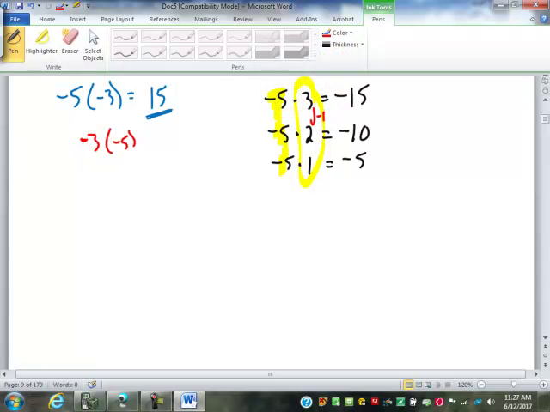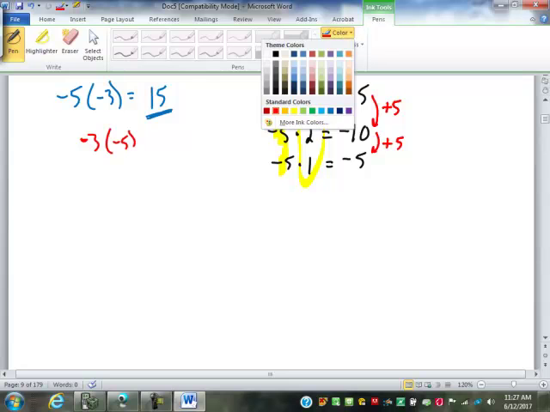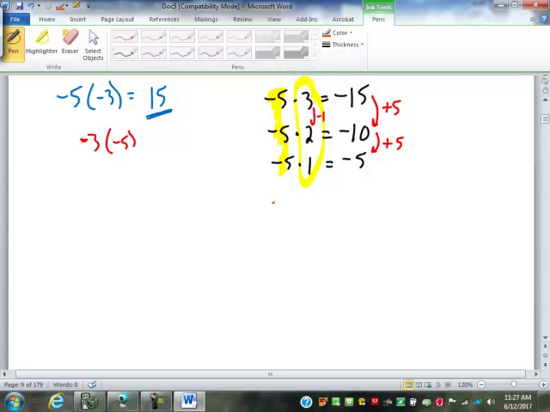We're reducing it by 1. Right? Yeah, we went from 3 to 2 and 2 to 1. What happens to our result each time? It goes up by 5. Went from negative 15 up to negative 10. From negative 10 up to negative 5. So let's check and see if that pattern continues.